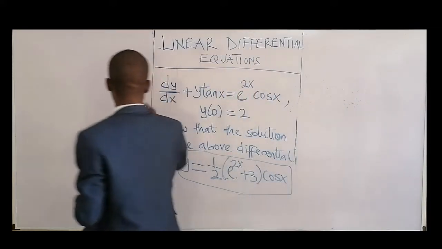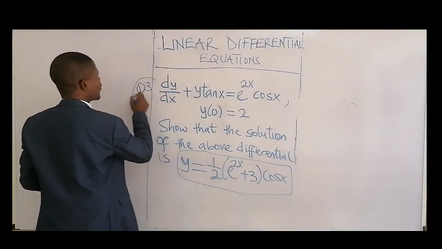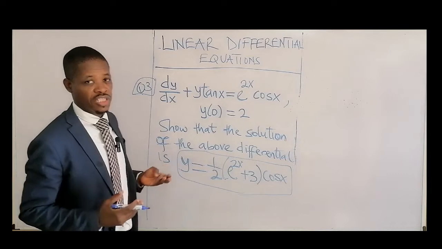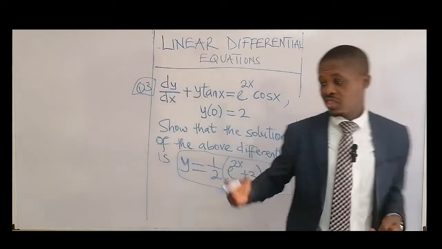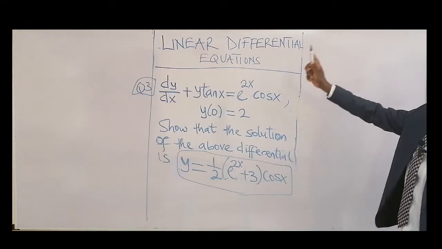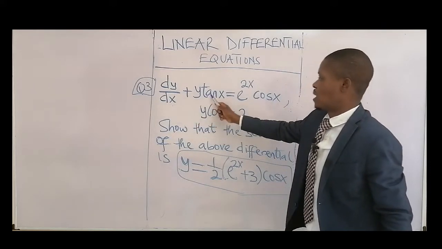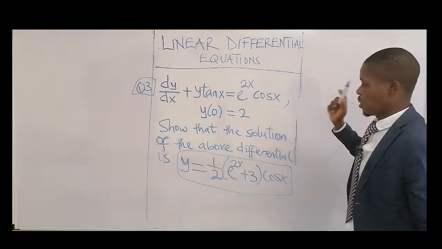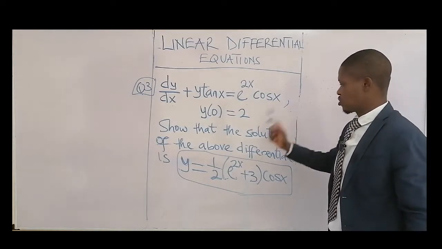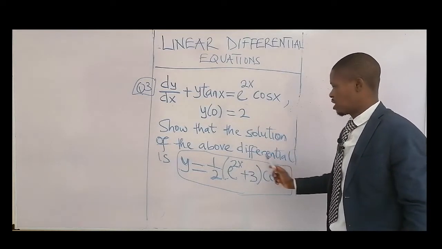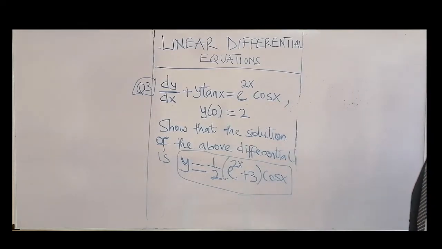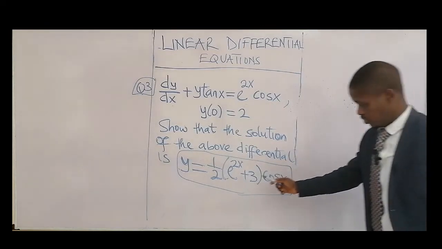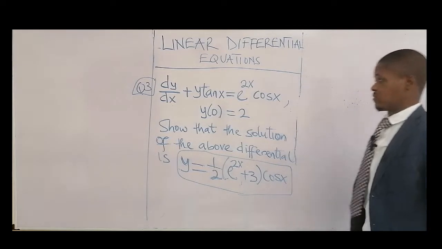This is question three, and we are still on linear differential equation. And then we want to see this question. We have the first differential, y tan x equal to this, and then we have the condition given also, and we are told to show that the solution of the above differential is this. Okay, so we have the answer, so we have to show that the solution is this.